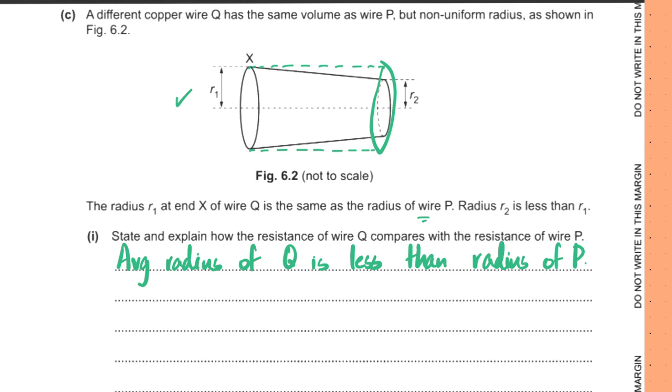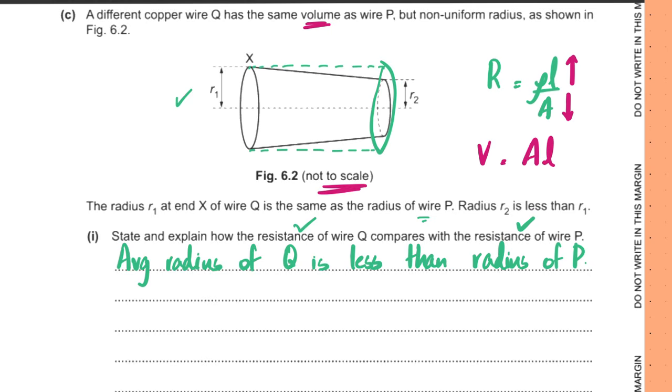Now I need to explain how the resistance compares. Resistance is rho L over A. Because its radius is less, its average cross-sectional area is also going to be less. But it says that it has the same volume, which is also an important thing. So area being less means that the length must go up because of this. This is not an exact to-scale diagram.